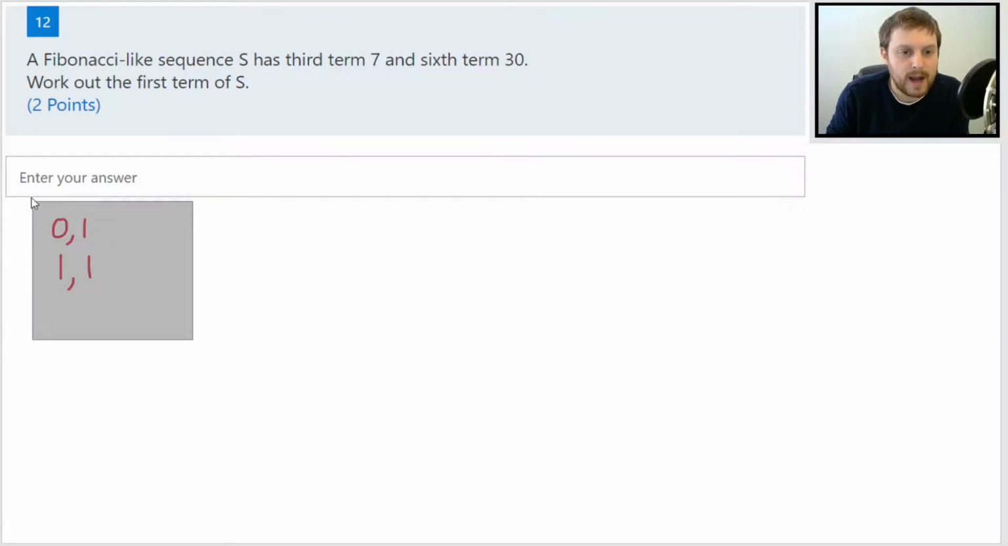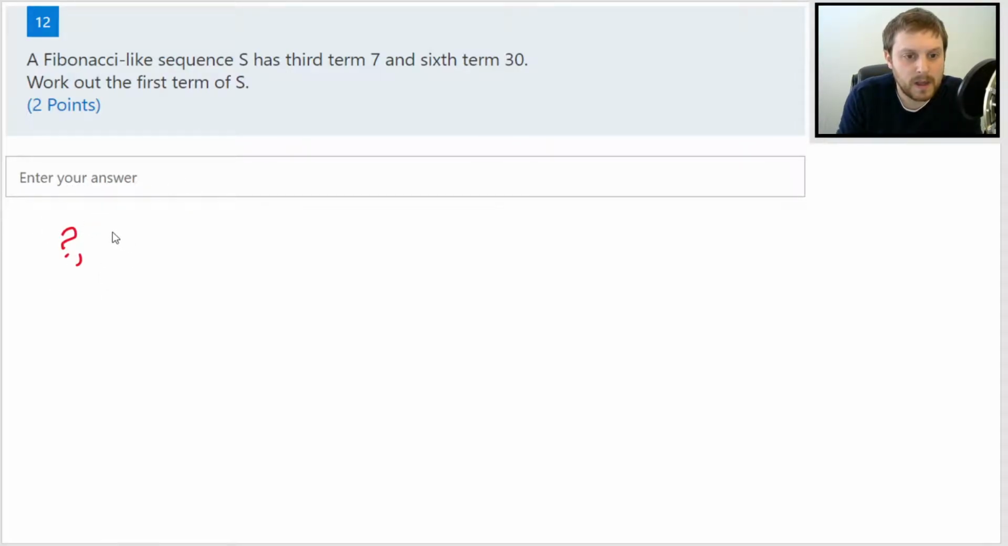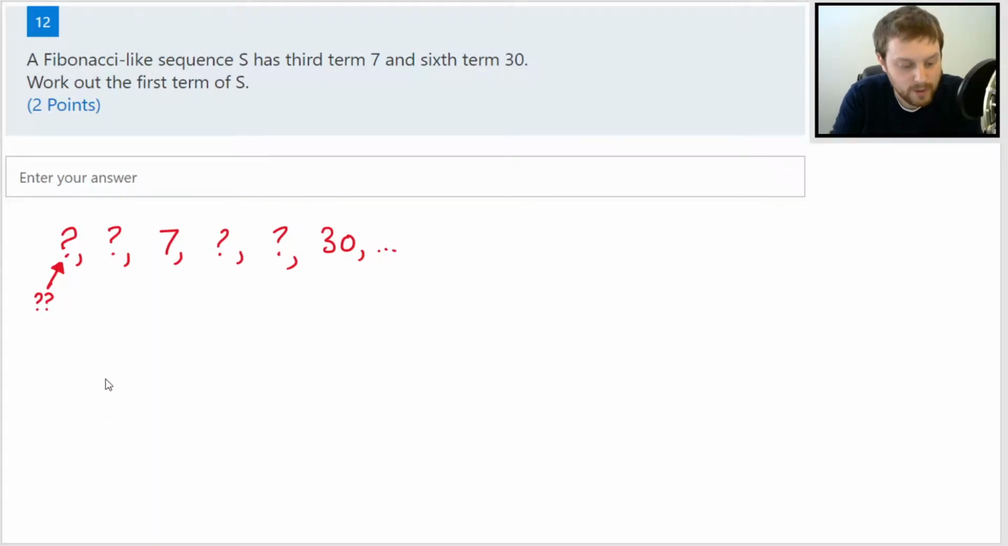what do we have? We have a first number, and then a 7, and then a fourth number, a fifth number, and then a sixth number of 30. And then it keeps going. And the question is what's this number here? Right, so let me show you how we can work this out using algebra.